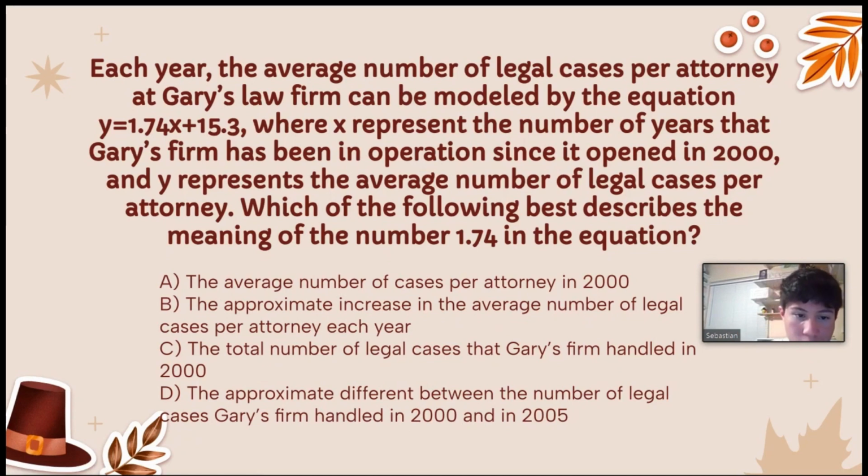So the correct answer to this question is answer choice B, the approximate increase in the average number of legal cases per attorney each year. So it says that y equals the average number of legal cases per attorney. So this entire expression shows how many cases each attorney does. And x represents the number of years that Gary's firm has been in operation. So as long as x is increasing, for every one increment increase for x, the average number of cases that each attorney does will increase by this value right here, 1.74. So that translates to answer choice B.